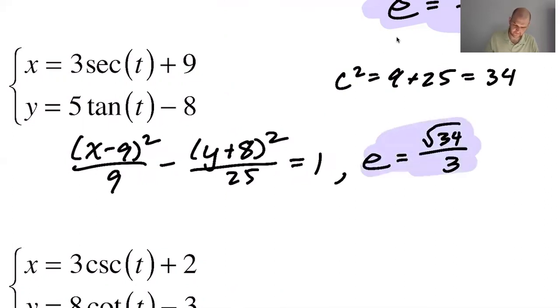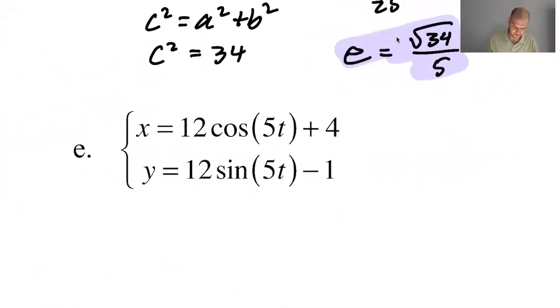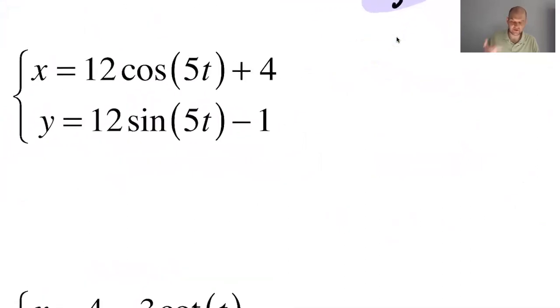Okay. Rolling. Let's keep going here. Circle. How do I know it's a circle? Cosine, sine, and then same radius for both of them. So this is definitely a circle.